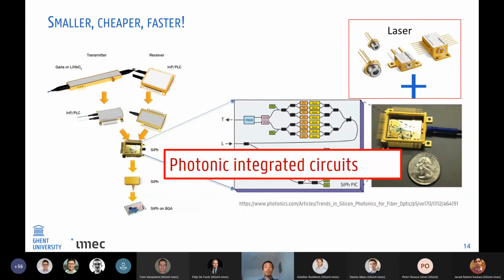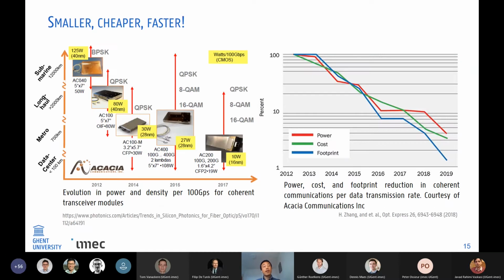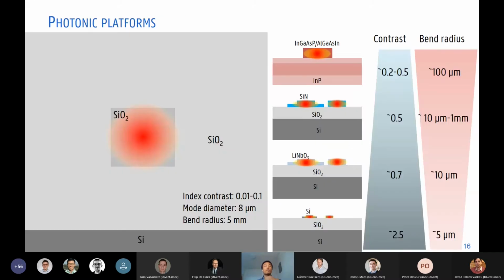So the way to do this apparently is photonic integrated circuits. And here are some examples showing the power consumption and also the density per 100 gigabits for the coherent transceiver modules. Apparently, the power, cost and footprint are dropping every year.